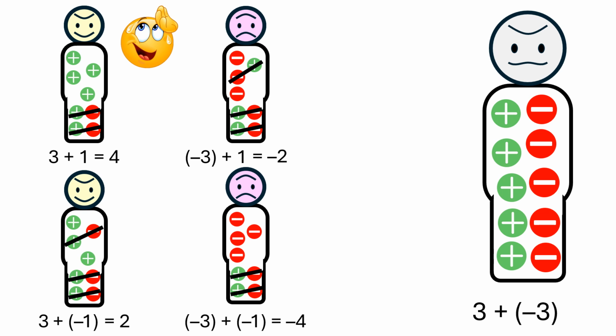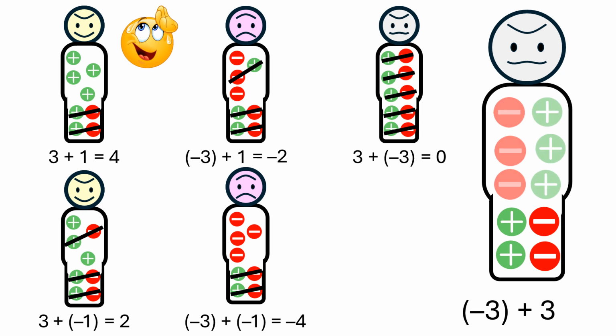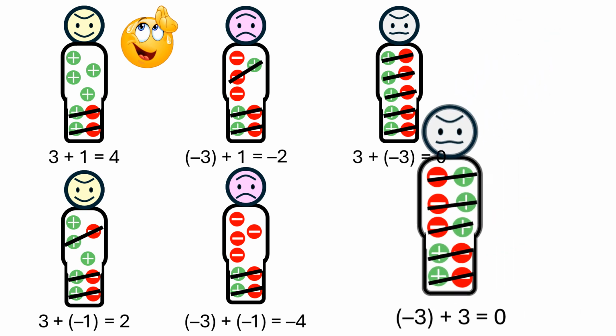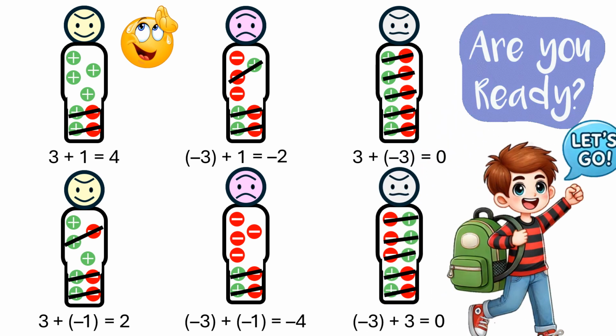Well, the sadness cancels out the happiness. So it's 0. What about negative 3 plus 3? This time round, the happiness cancels out your sadness. So it's also 0. Ready for a short quiz on addition involving negative numbers? Let's go.